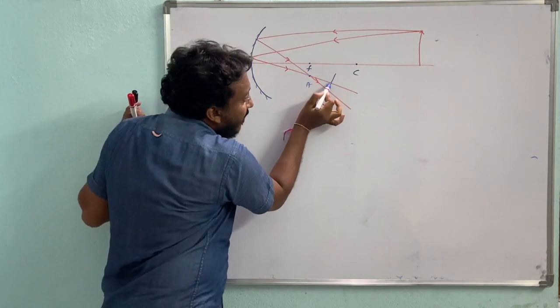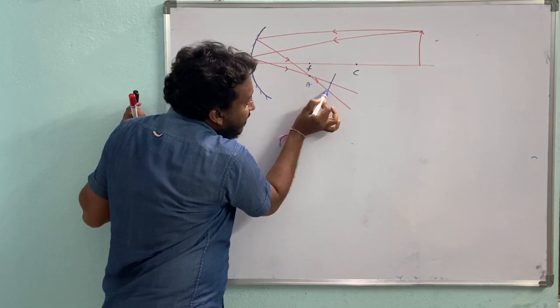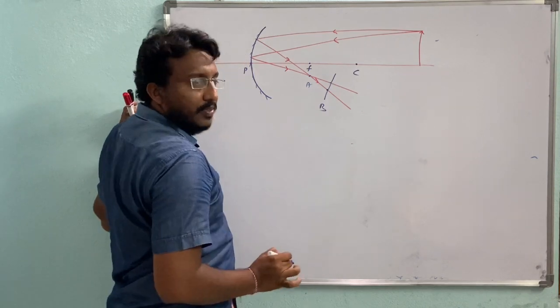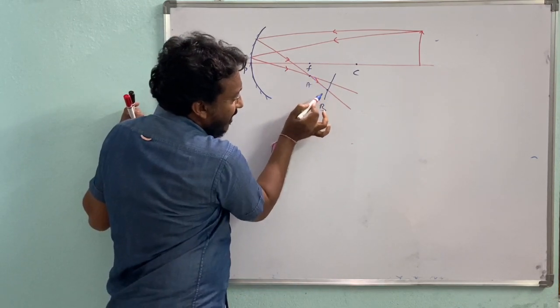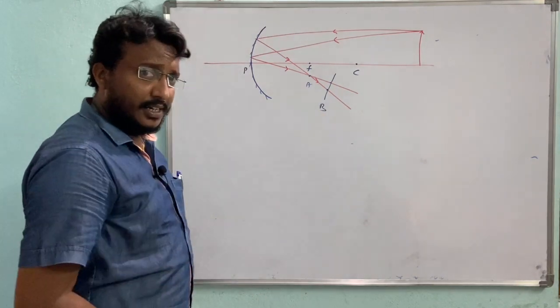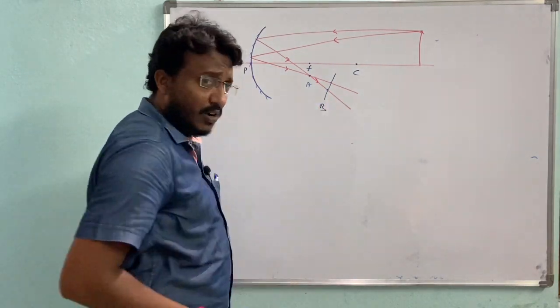Here what happened? Here an image is formed. Then here one ray, and the ray is intersecting the screen at different points. Due to that, different images are formed, or not?